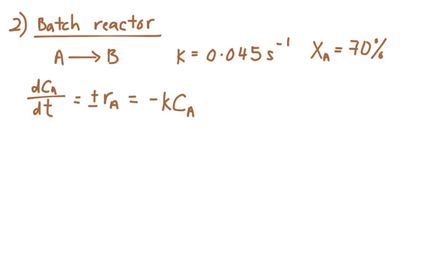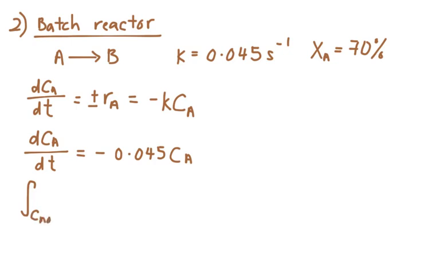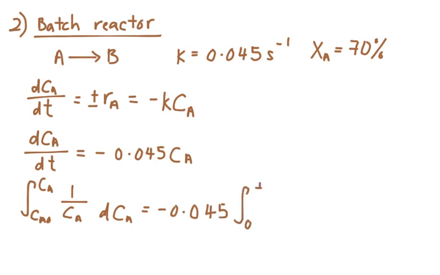Now input all the values that you know into this equation. You have dCA/dt equals negative 0.045 CA. Now you have to solve by integration. So you integrate from CA0 to CA, and you can bring your CA down to the equation. So you have 1 over CA dCA. Bring your dt over the equal sign. So you have negative 0.045, integrating from 0 to time t dt.